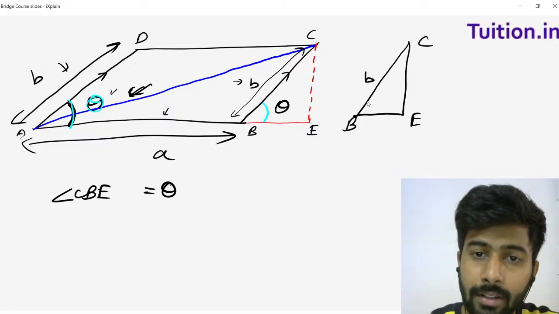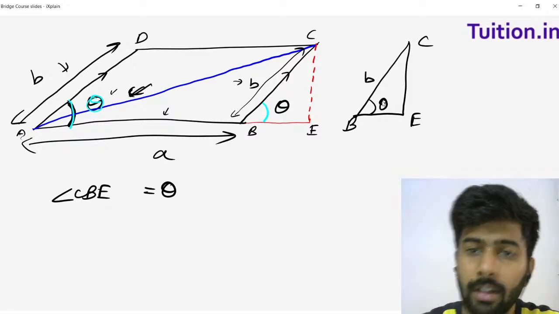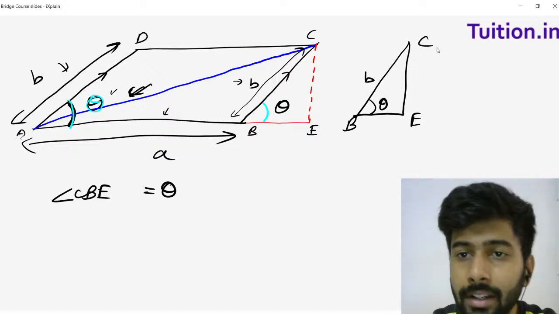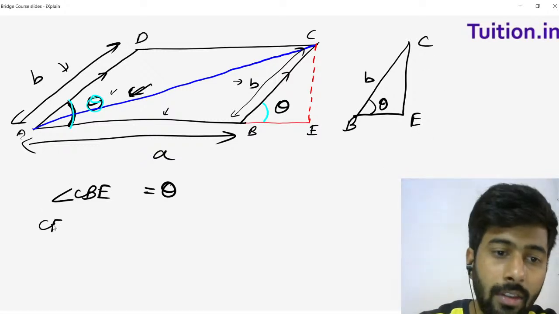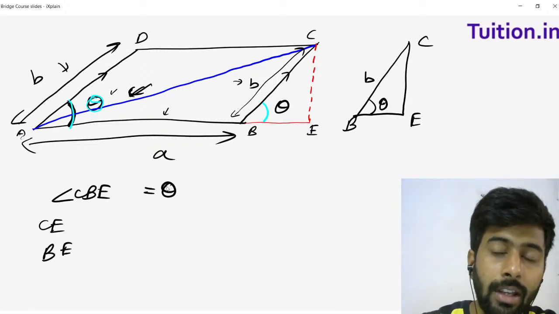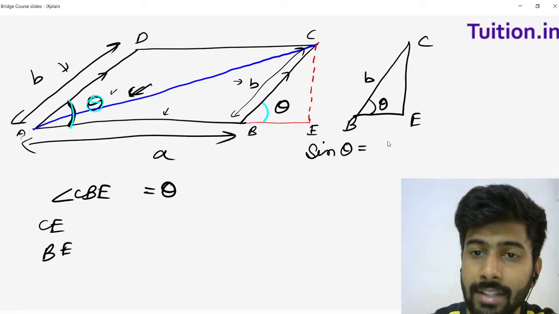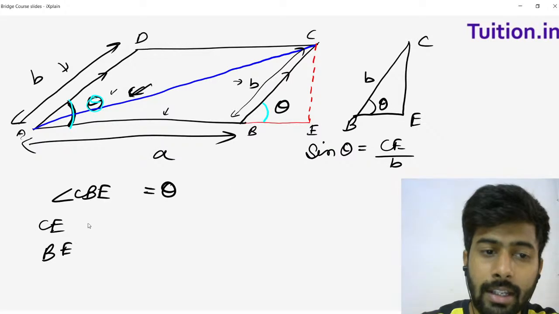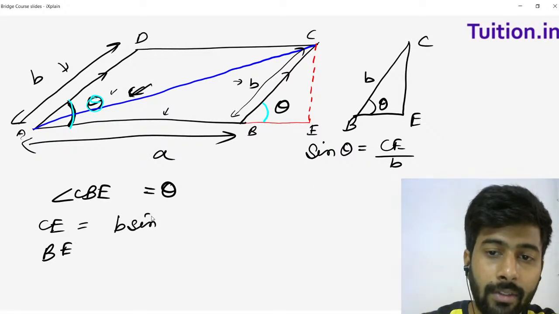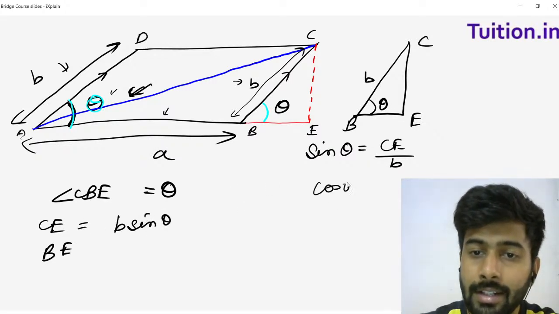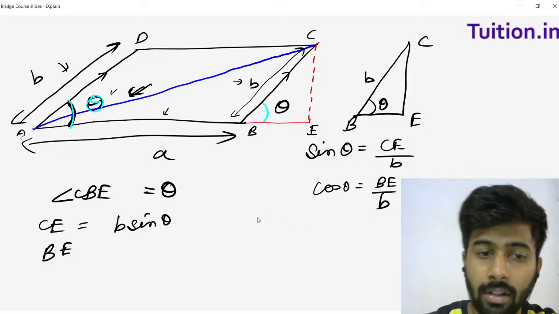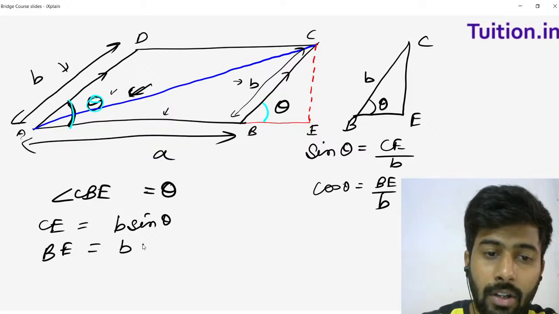This fellow is B, this is theta. I want you to use some trigonometry to get the length of CE and BE. Can we use some trigonometry here? We can. Sine theta is nothing but opposite side by hypotenuse. So CE is nothing but B sine theta. Cos theta is nothing but adjacent side by hypotenuse. BE is nothing but B cos theta.